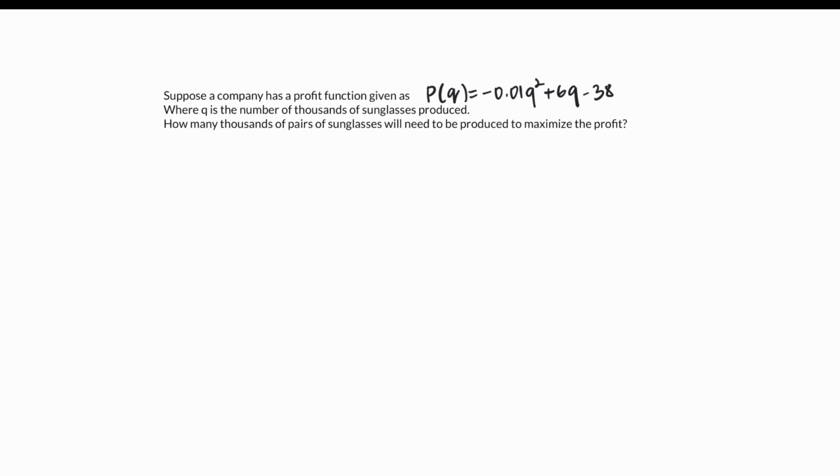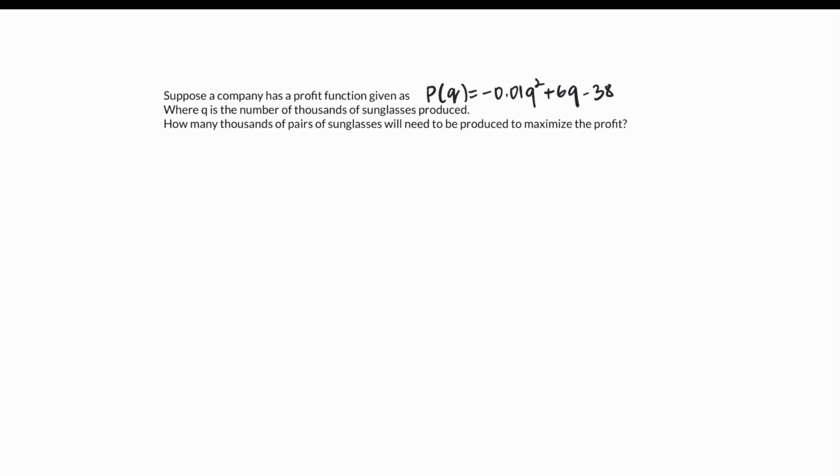So here's an example of an application of a quadratic function. Suppose a company has a profit function given as the quadratic equation P for profit, where Q is the number of thousands of sunglasses produced by that company. How many thousands of pairs of sunglasses will need to be produced to maximize the profit?